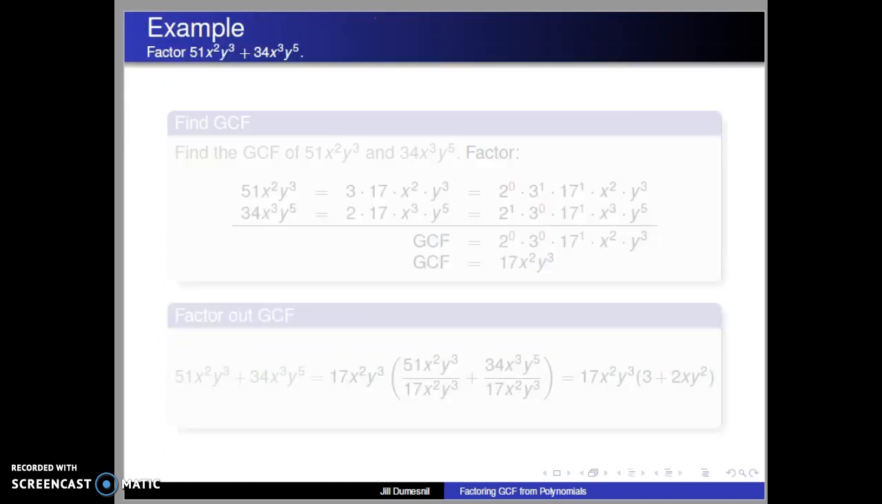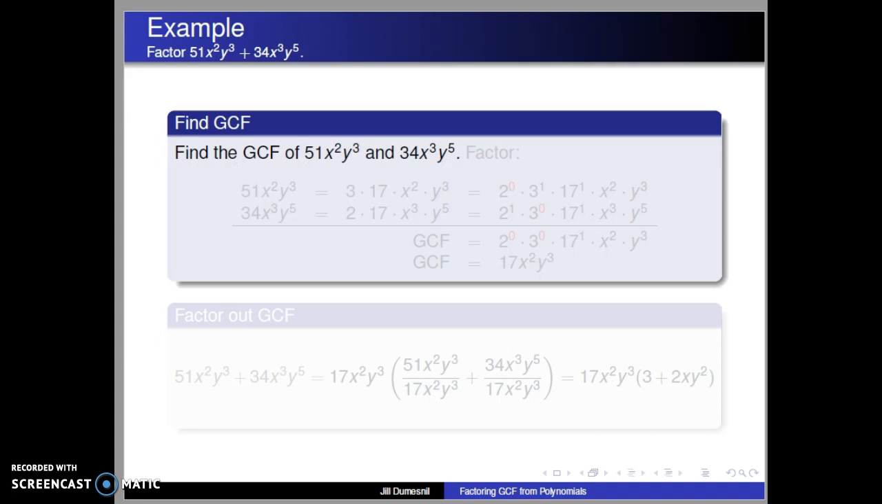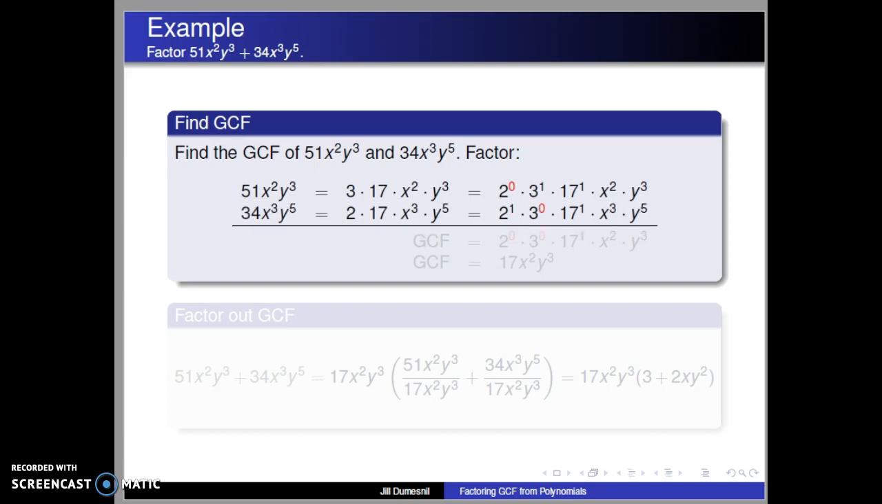Now let's consider a more involved example to factor 51x squared y cubed plus 34x cubed y to the fifth. We first need to find the greatest common factor. We do this by factoring each term. First, we factor 51x squared y cubed. Then we factor 34x cubed y to the fifth.